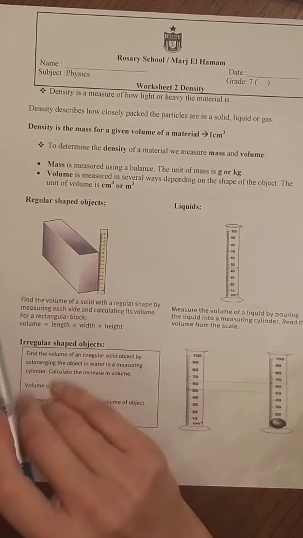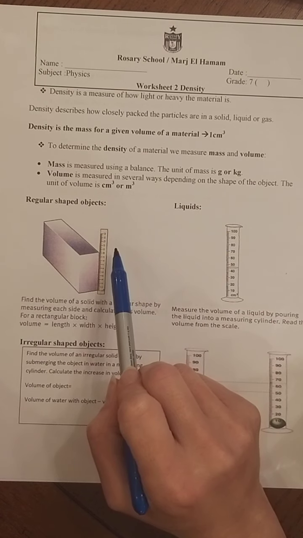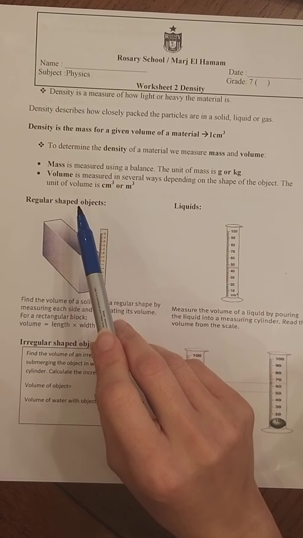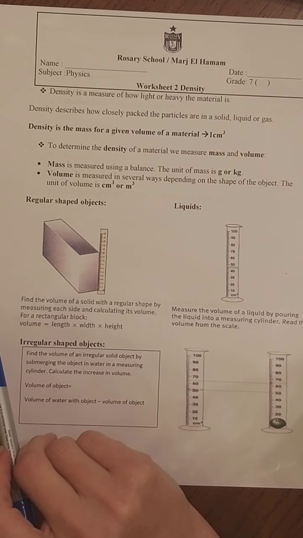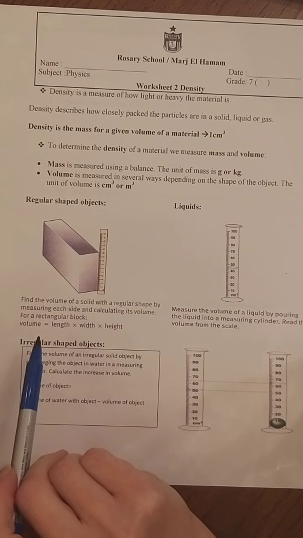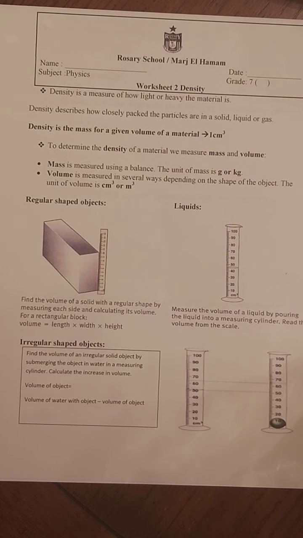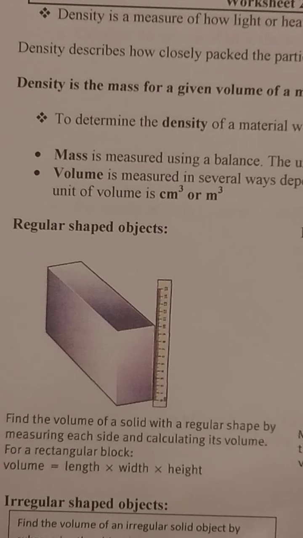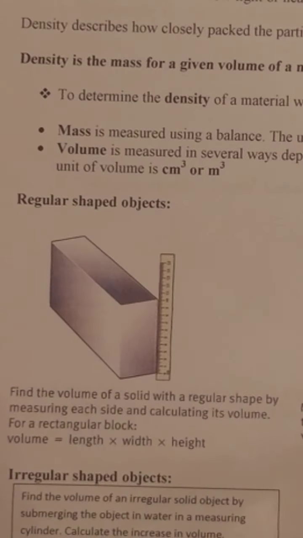The mass is measured using a balance, and the units of mass are either grams or kilograms. And we measure volume in several ways, and this depends on the type of the material and the shape of the material. Let's look at each shape or material alone. The first shape is the regular shaped objects.